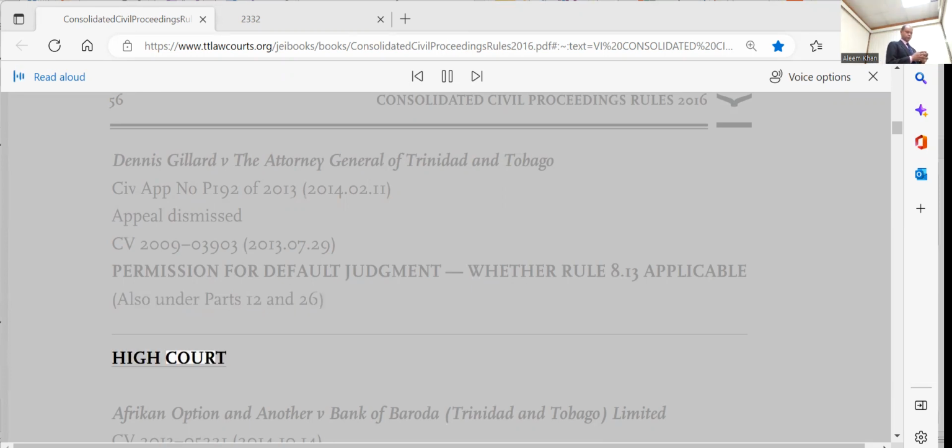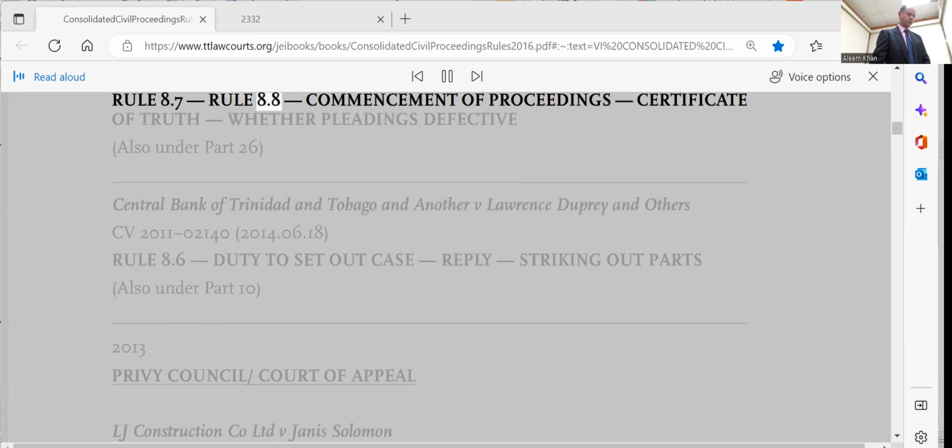High Court. African Option and another v. Bank of Baroda, Trinidad and Tobago, Limited, CV 2013-05221, October 14, 2014, Rule 8.7, Rule 8.8, Commencement of Proceedings, Certificate of Truth, whether pleadings defective, also under Part 26.